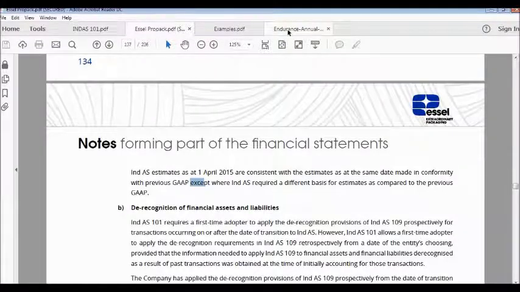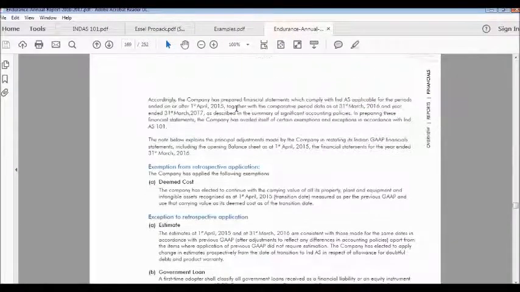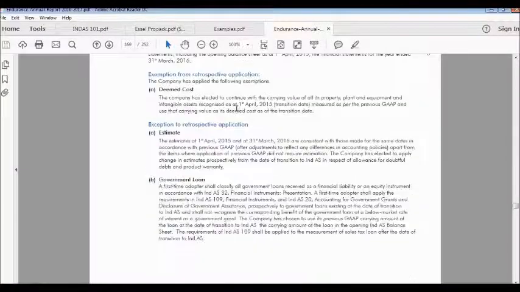And in the case of Endurance also, another company is saying exception to retrospective application.